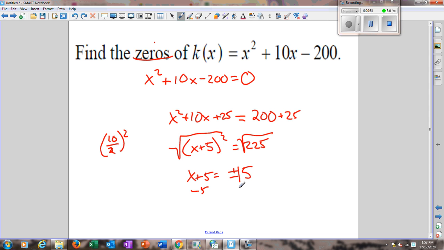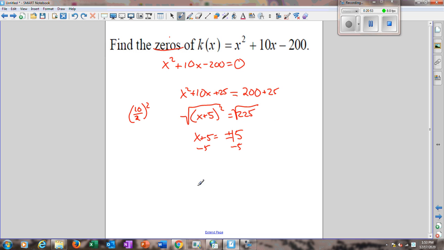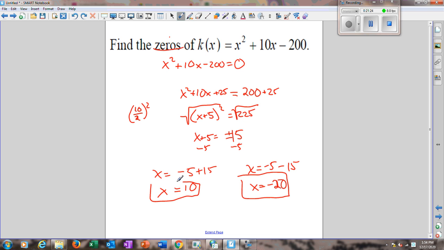Now I subtract my 5. This gives me x equals negative 5 plus 15, and x equals negative 5 minus 15. Negative 5 plus 15 is 10. Negative 5 minus 15 is negative 20. And those are my two answers there.